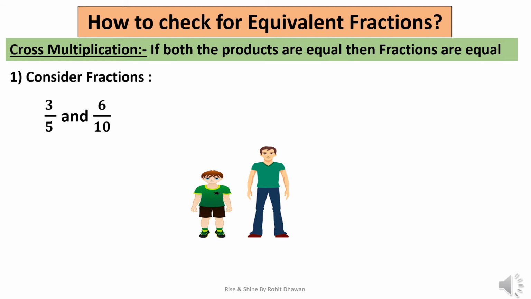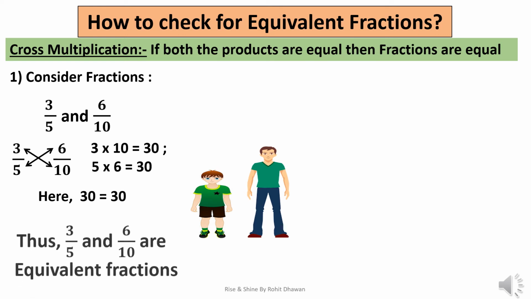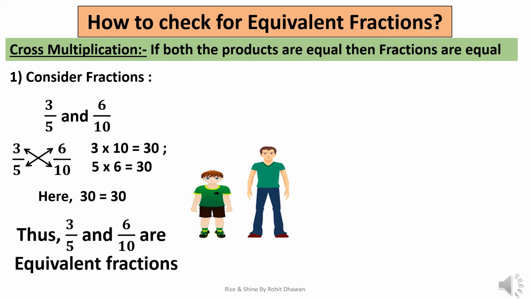Consider fractions 3/5 and 6/10. Now to check whether they are equivalent or not, we cross multiply the numbers. On multiplying 3 by 10, we get the product 30. Similarly, by multiplying 5 by 6, we get the product 30. Here, both the products are equal. Thus, we can say that the fractions 3/5 and 6/10 are equivalent fractions.